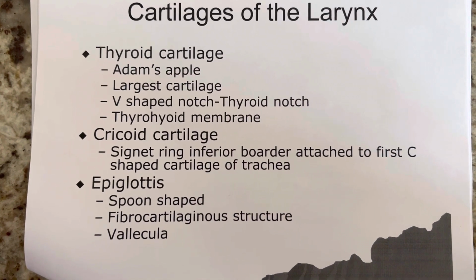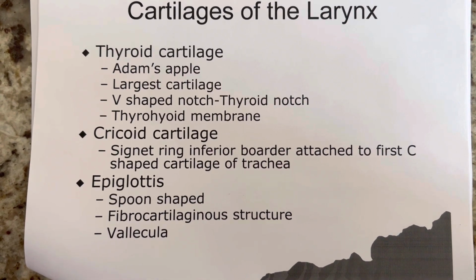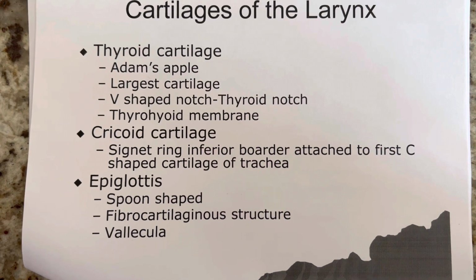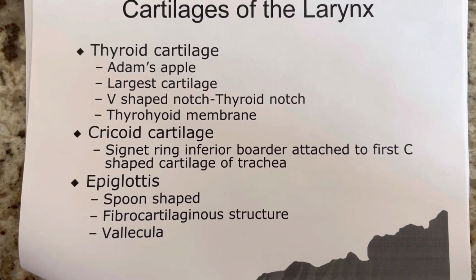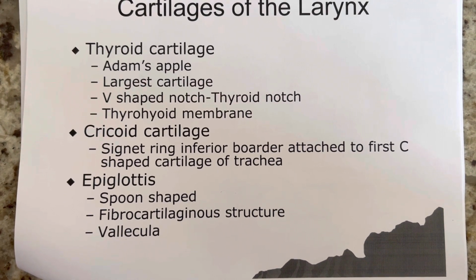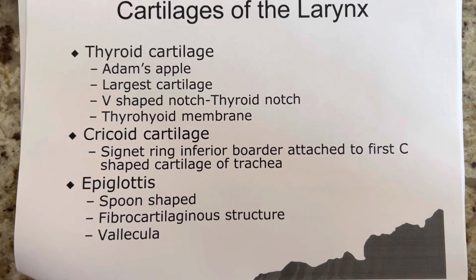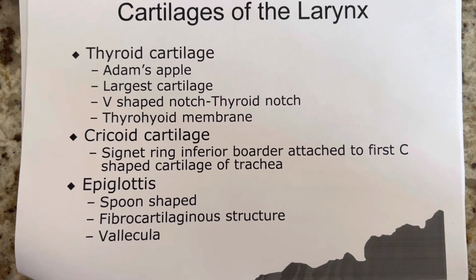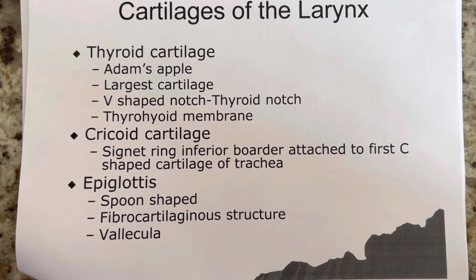Cricoid cartilage, signet ring, inferior border attached to the first C-shaped cartilage of the trachea.